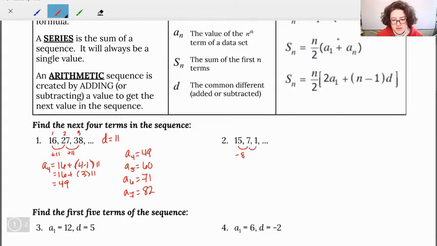And so actually, I do have a little bit of a typo here. That should actually be a -1. That'll be fixed on the copy that you have to download. And so minus 8. So if I keep subtracting 8, then that means my next term is going to be a -9. -9 minus 8 is going to give me a -17. Minus another 8 is going to give me a -25. And minus another 8 is going to give me a -33.